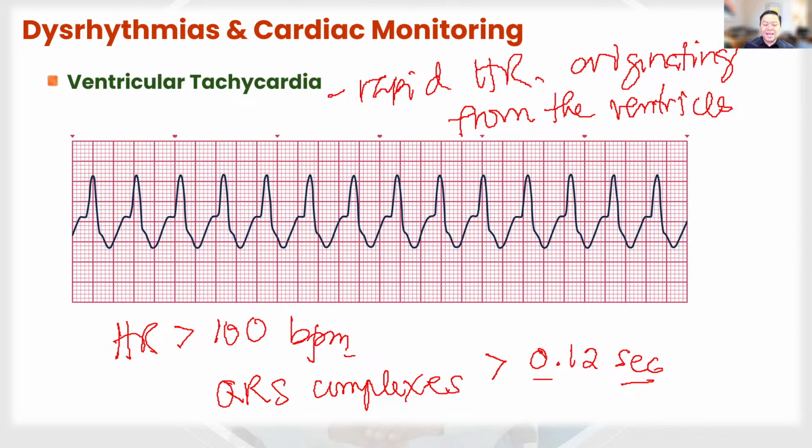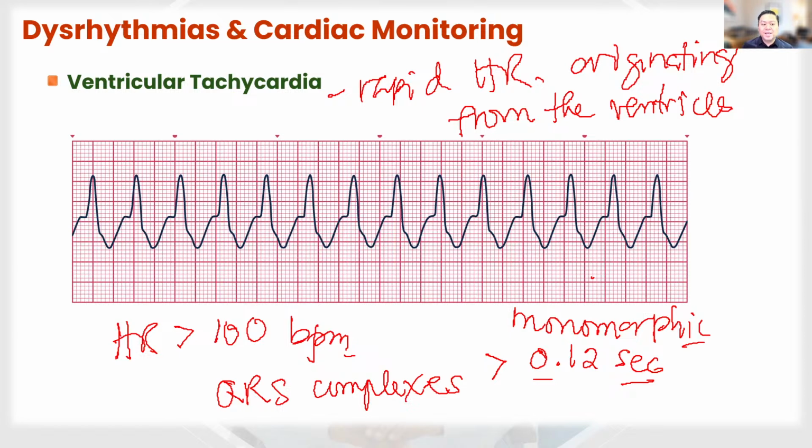Okay, and when you're seeing this, it looks quite uniform, right? So this is what we call the monomorphic type of ventricular tachycardia. The waves are looking pretty much the same. So this is what we call monomorphic. But there's also that variety we call polymorphic, wherein there are different waves of the QRS complex, aberrant QRS complex.